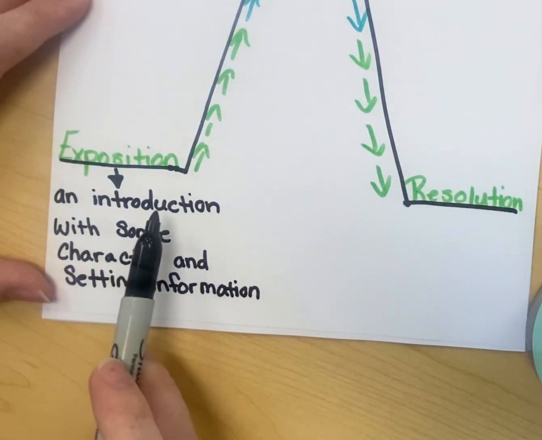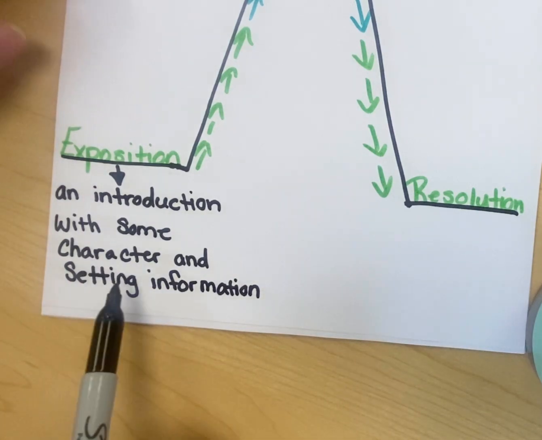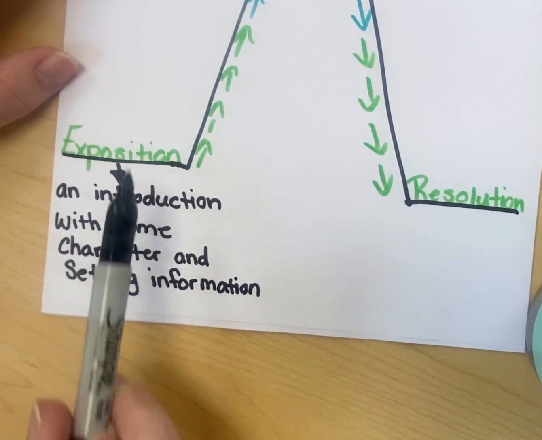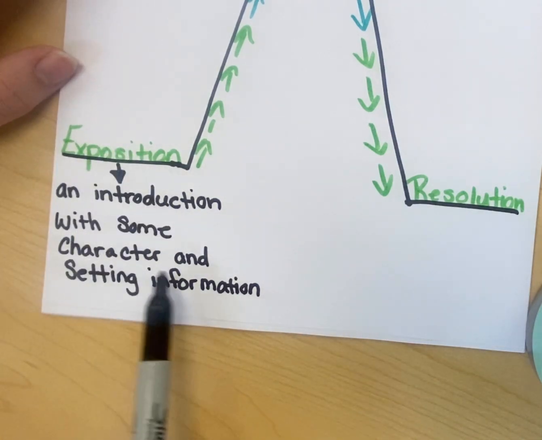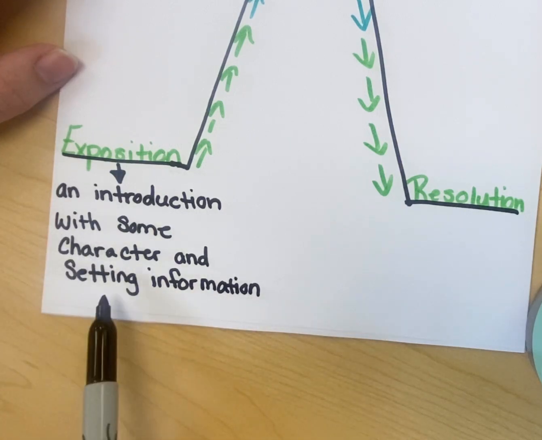It gives us an introduction. It tells us some of the characters. Maybe not all the characters, but we get to meet some of the characters. Most of the time, you'll get to meet your main character in the exposition, the very beginning of the story. Then we have setting, and it gives us some background for setting.